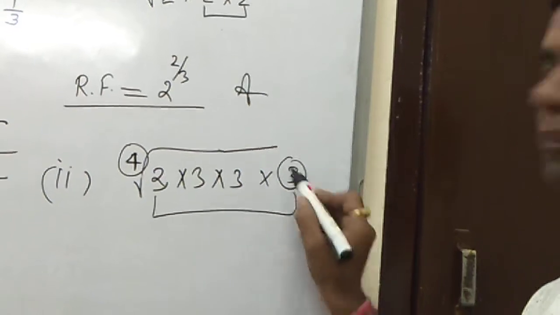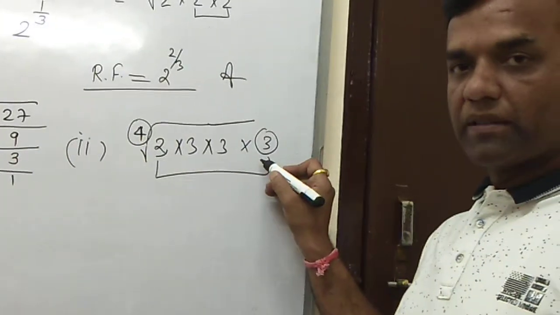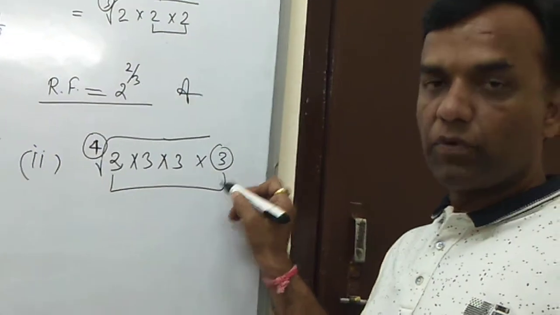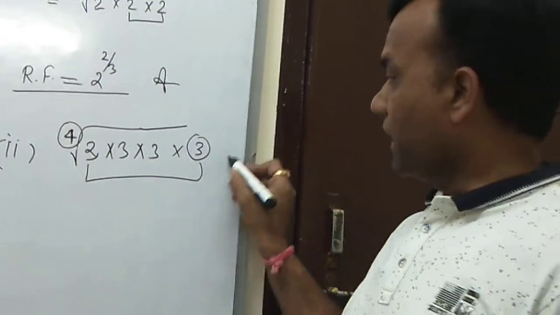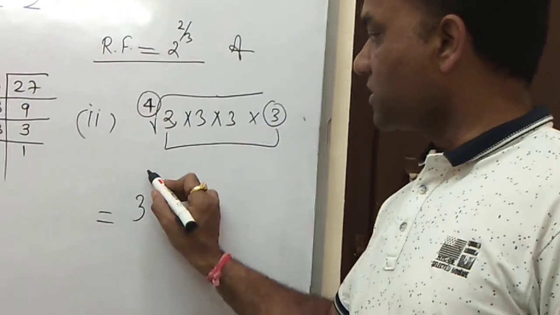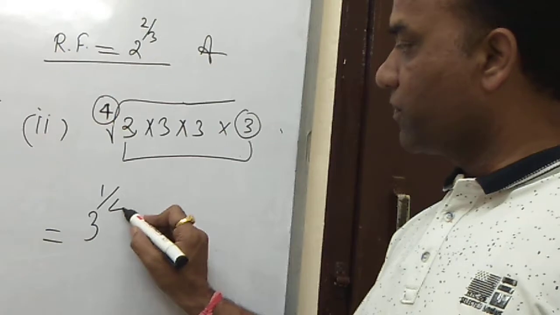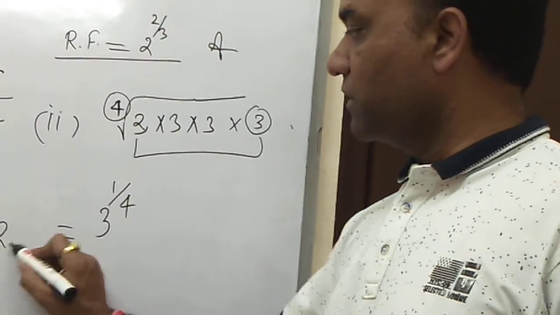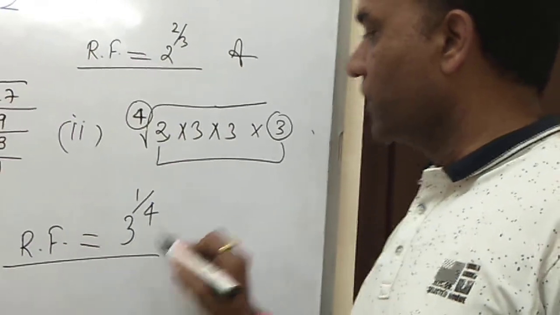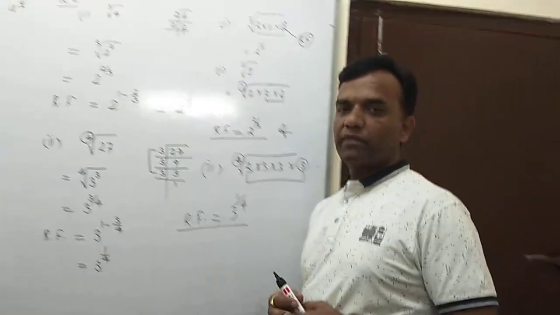It means you are making the pair inside 4. But one number is not there, so you multiply by this number. So this is the rationalizing factor, the number you multiply inside. Now you multiply a single number, and its power is 3 to the power 1 you multiply here, but the root is 4, so 1 by 4. So this is the rationalizing factor of the number. This is the main concept of rationalizing factor.